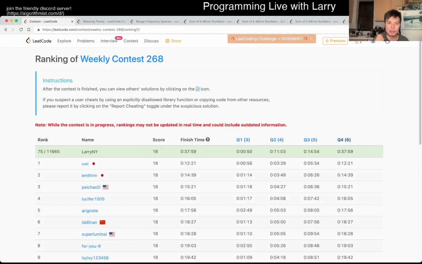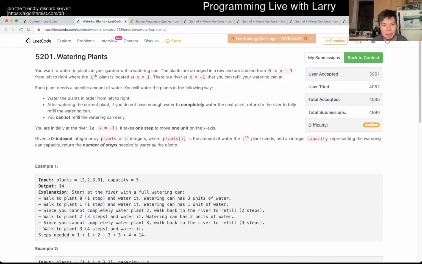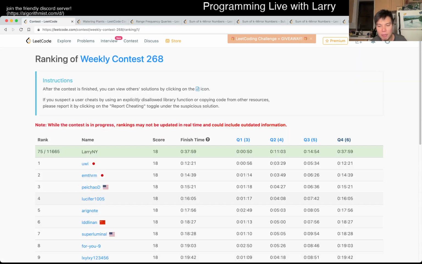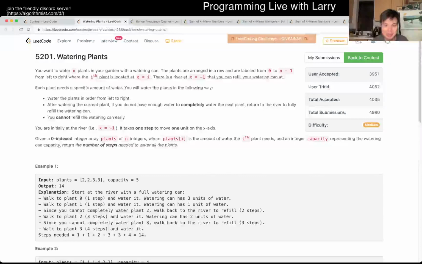This is me going over Q2 of the weekly contest 268, watering plants. This is during a contest, so I'm discussing in the context of the contest. During the contest, I was able to get Q1 very quickly, as you see, but I actually ended up spending 10 or 11 minutes on Q2. And to be honest, it's not that bad. Don't worry. Just do what they tell you to do.